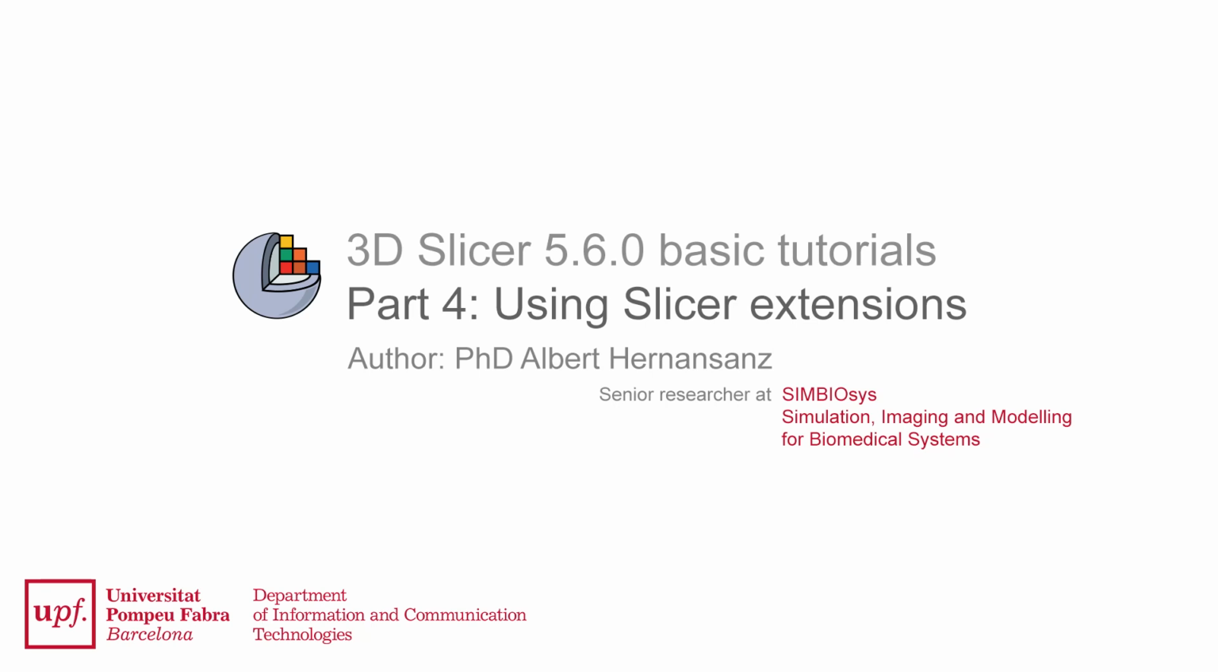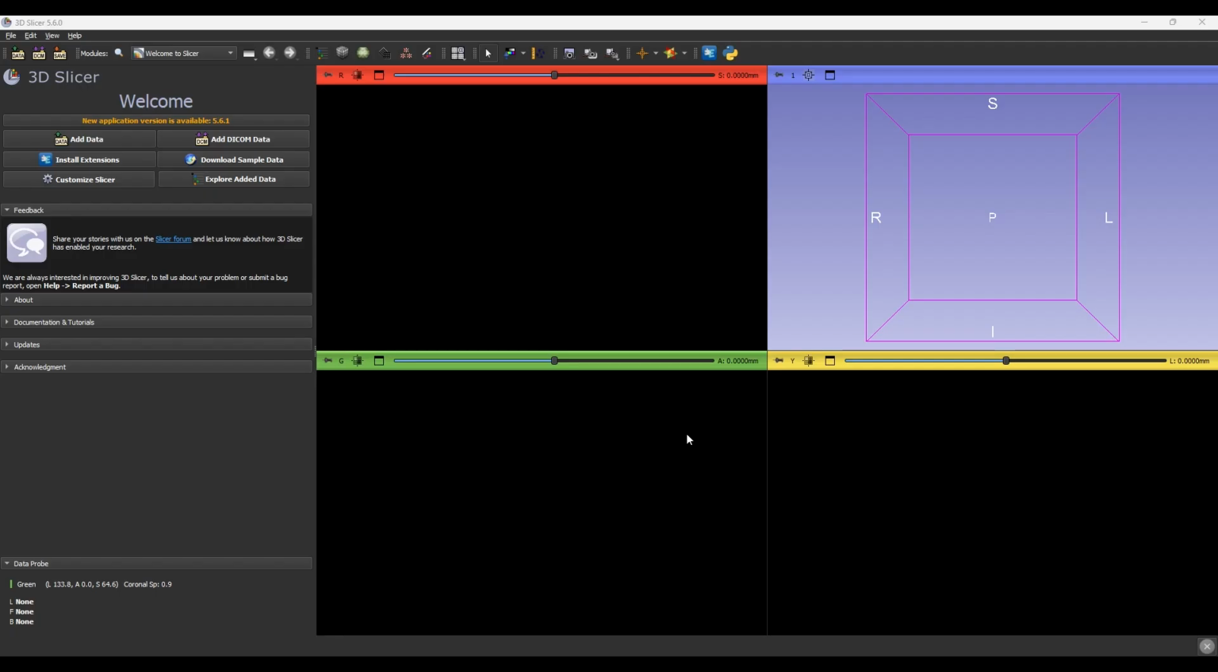Welcome to the fourth tutorial of 3D Slicer. This tutorial uses 3D Slicer version 5.6.0 stable release for Windows, but it is also valid for Linux or other operating systems. The MR Brain Tumor 1 sample data should be loaded. Open the Slicer scene resulting from the previous video tutorial.